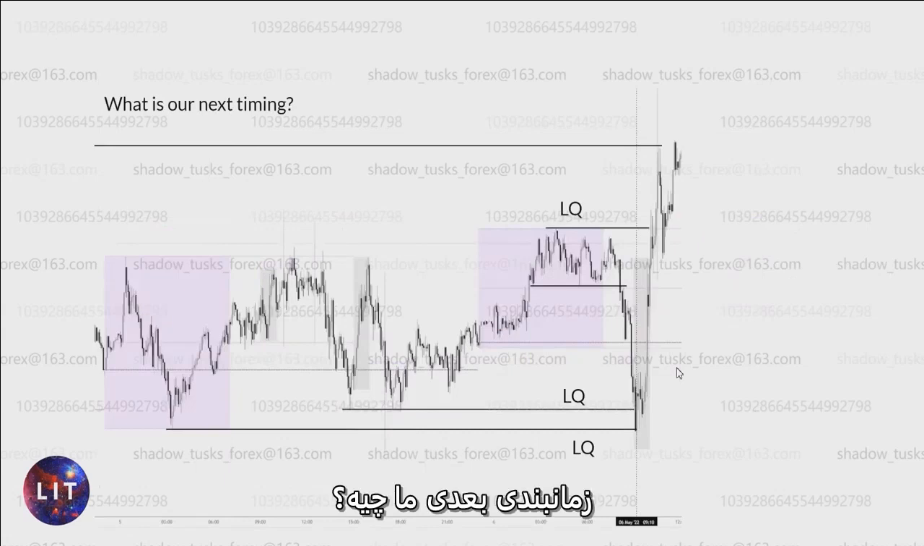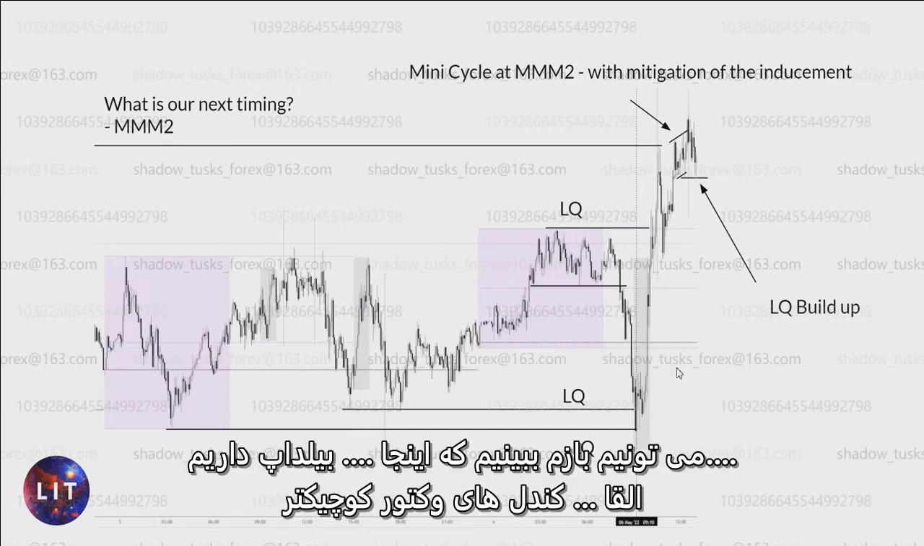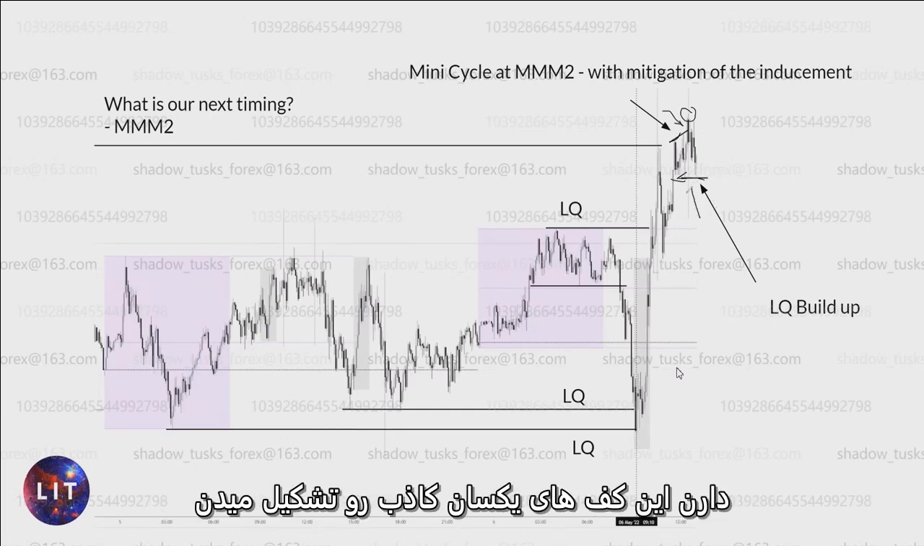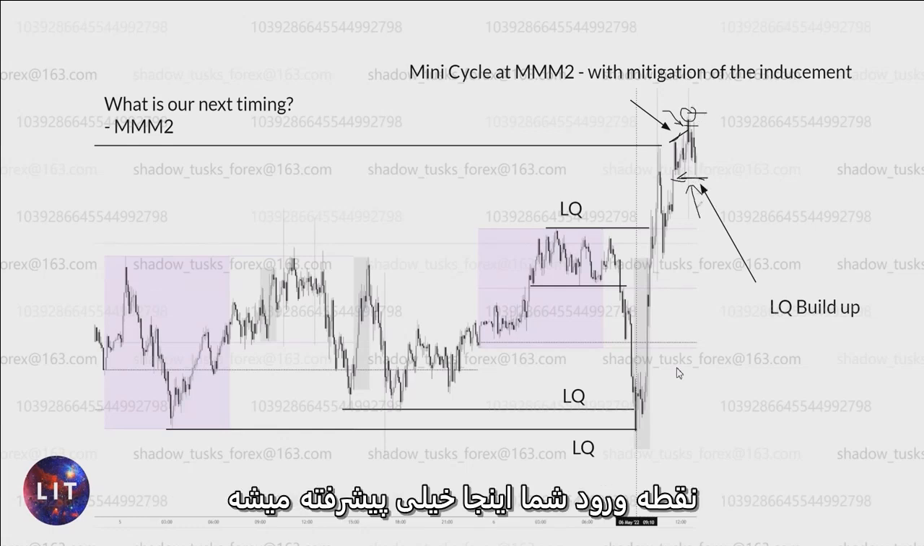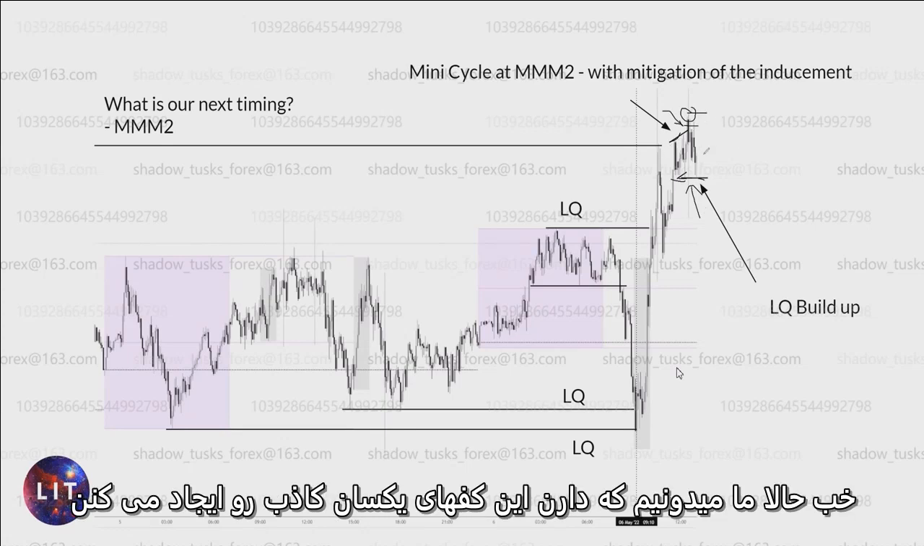What's our next timing? Well, it's going to be MM2. So we can see again, build up, inducement, smaller vector candles, and then we've got another liquidity build up to the downside. They're faking the equal lows. Your entry here would be quite advanced. It would have to be a mitigation of the inducement. So now we know that they're faking these equal lows.